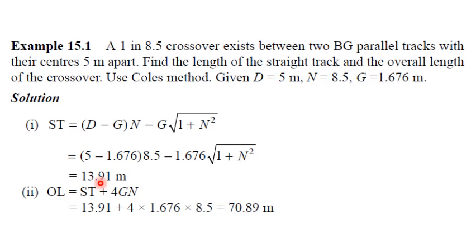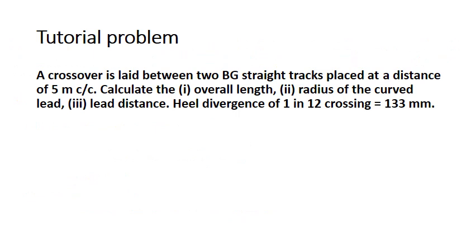Again, to find out the overall length, it is obtained by adding the length of the straight track plus 4GN. So that comes to 70.89 meters. So this is the problem you have to solve. Thank you.